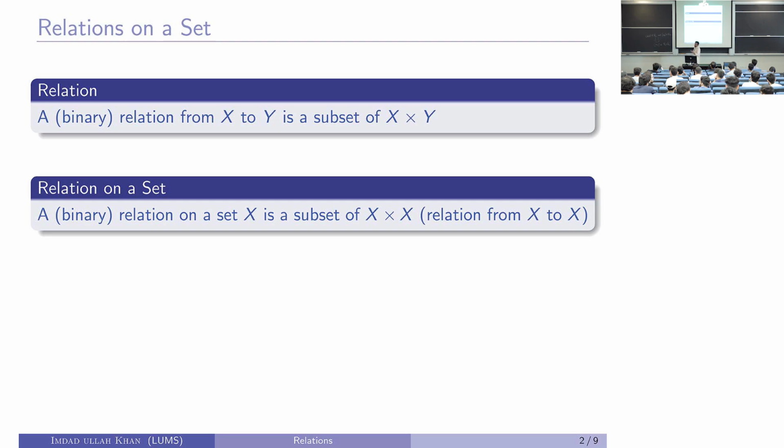A binary relation on a set X, right? We call it a binary relation because you can have a ternary relation or n-ary relation, k-ary relation. So a binary relation is a subset of X cross Y. If both domains are the same, then we call it a relation on a set X, right?